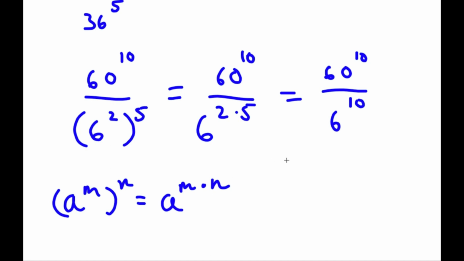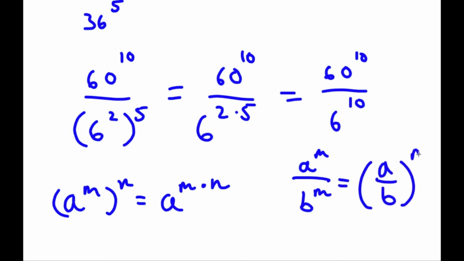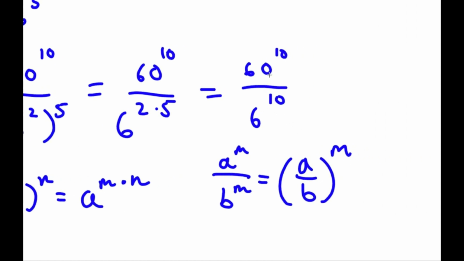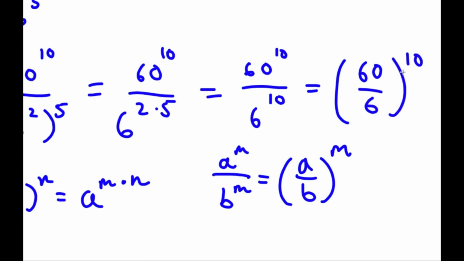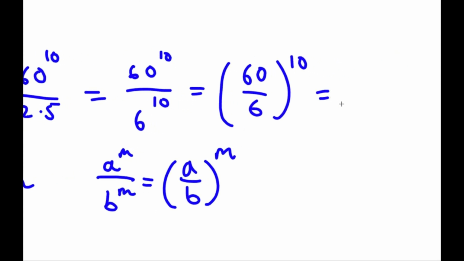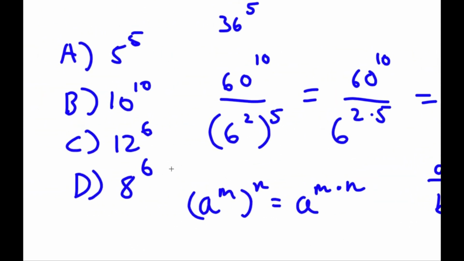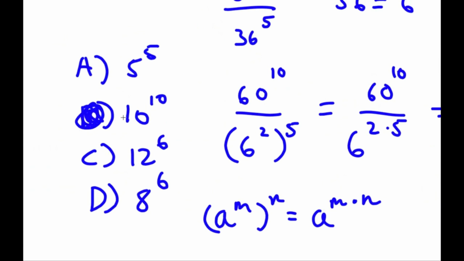And now another property of exponents is that if I have something in the form a to the power of n over b to the power of n, this is the same thing as a over b to the power of n. So 60 to the power of 10 over 6 to the power of 10 is going to equal 60 over 6 to the power of 10. And 60 over 6 is simply equal to 10, so I have 10 to the power of 10. And if you check the multiple choice, the answer for this is B.